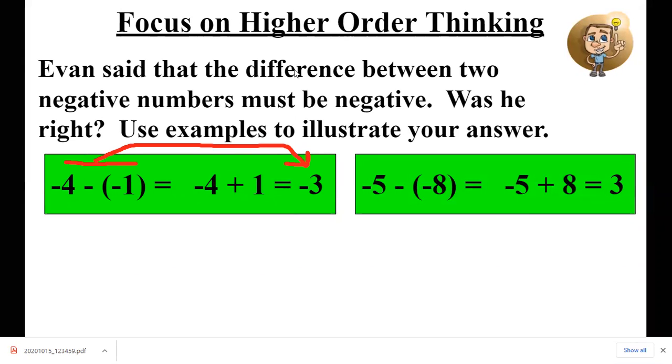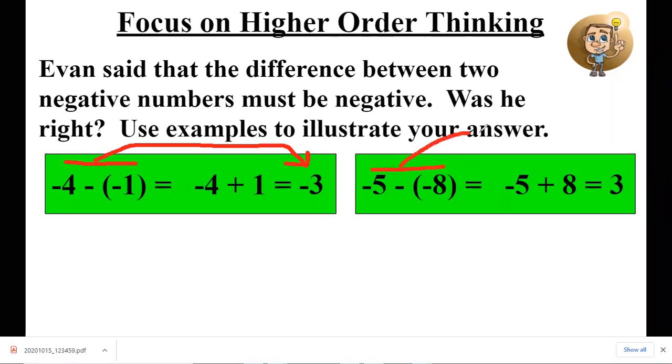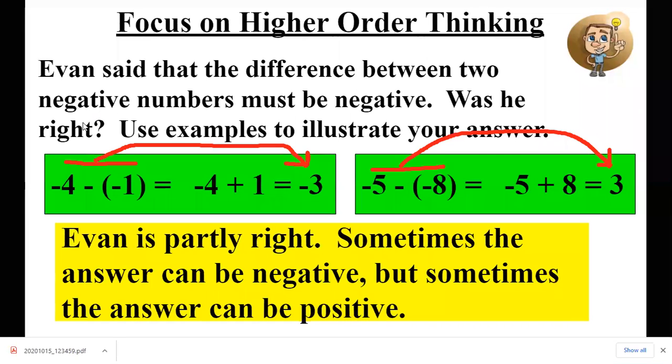Let's try the next one. Two negative numbers, -5 minus -8, change it to addition, -5 plus +8. What will the answer be? +3. So here's a case where two negative numbers resulted in a positive answer. So he's not right, is he? It won't always be a negative answer. So Evan is partly right, right? Sometimes the answers can be negative, but sometimes the answers can be positive, right?